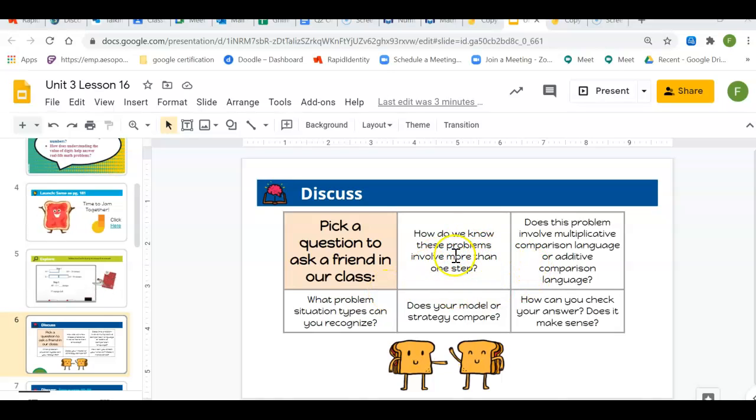So on our next slide, these are some questions that I want you to consider, and write your answers for these just inside of your notebooks, and we'll just take a look at one or two of them. So how do we know that these problems involve more than one step?